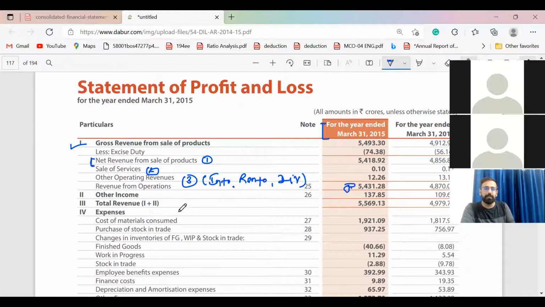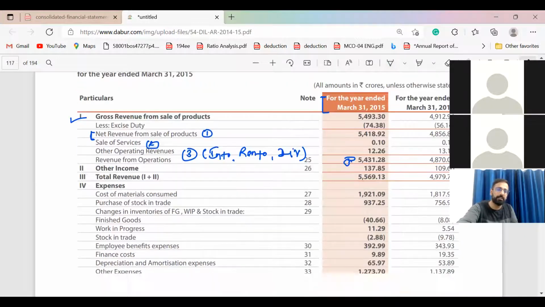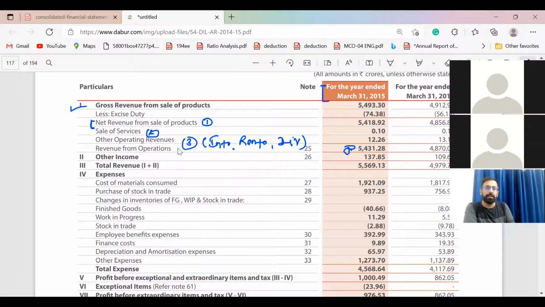So here you can see that their total revenue from operation is 5,431, right? After that, they are recognizing their expenses. I'm sorry, I made a mistake. Other operating revenue will not include interest, rent, or dividend. Other income includes interest, rent, and dividend, right? Other operating revenue is a different thing. So if you see, their total revenue is 5,569, right?